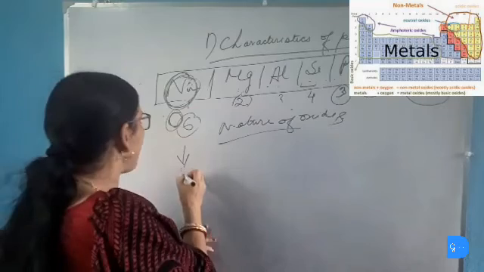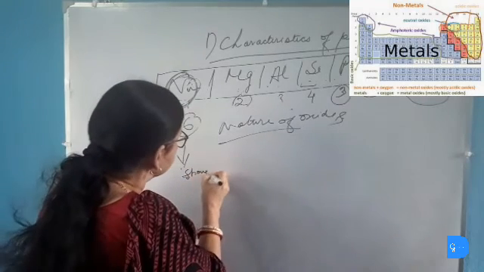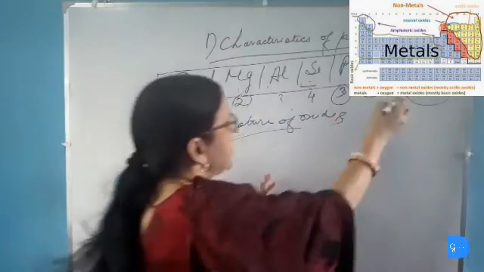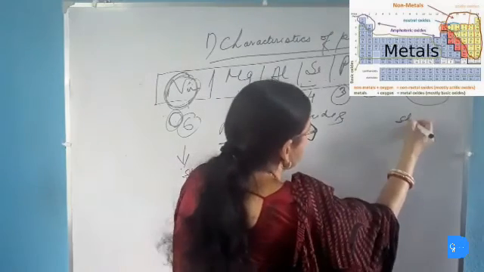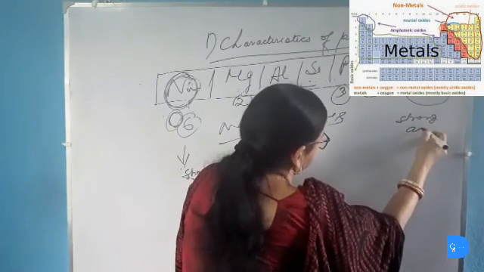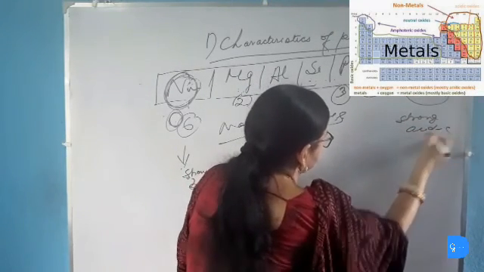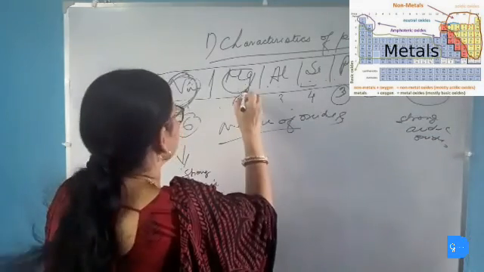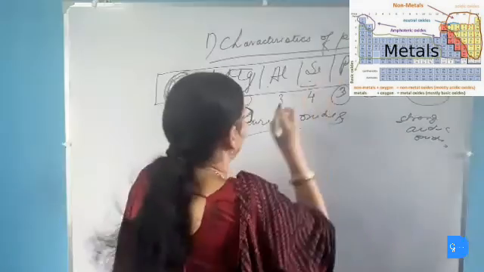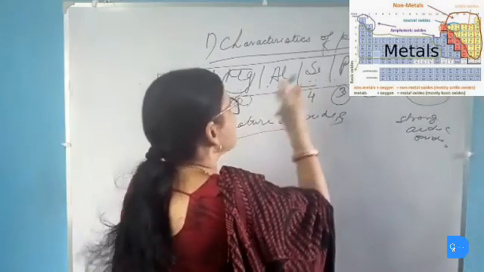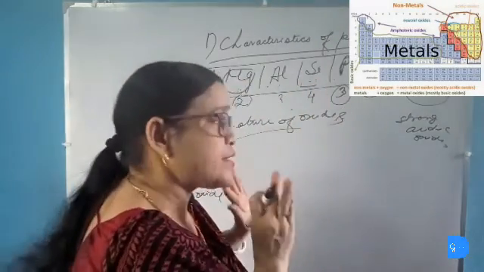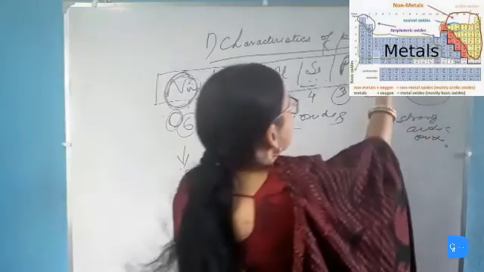So the first element forms strong basic oxide and halogen group element forms strong acidic oxide. Basic oxide of magnesium is less strong than sodium, whereas aluminium and silicon form amphoteric oxide. The acidic oxide of phosphorus is reactive, but it is comparatively less strong than that of sulfur.